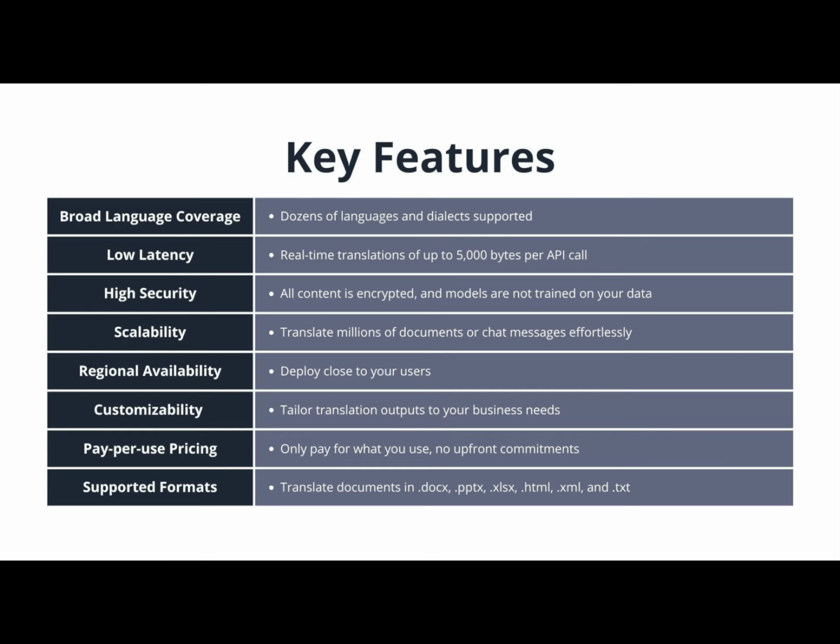Its key features include broad language coverage, dozens of languages and dialects are supported, low latency, real-time translations of up to 5,000 bytes per API call, high security, all content is encrypted and models are not trained on your data, scalability, translate millions of documents or chat messages effortlessly, regional availability, deploy close to your users, customizability, tailor translation outputs to your business needs, pay-per-use pricing, only pay for what you use, no upfront commitments, and supported formats, translate documents in DOCX, PPTX, XLSX, HTML, XML, and TXT.